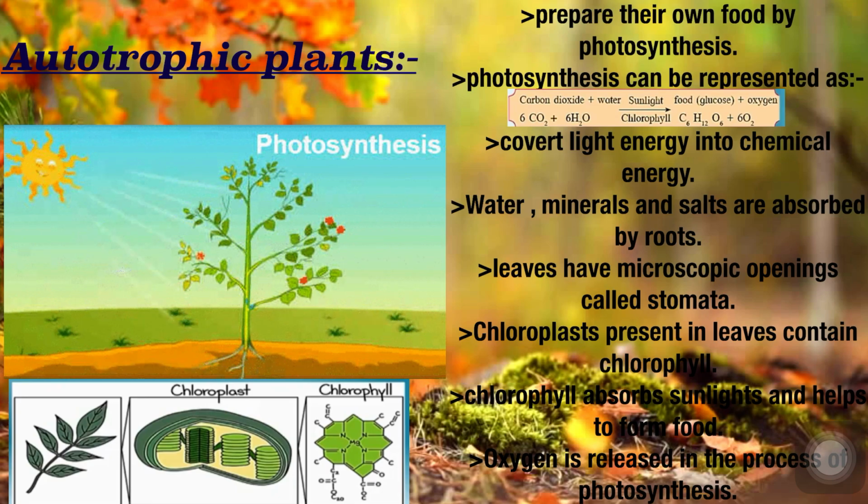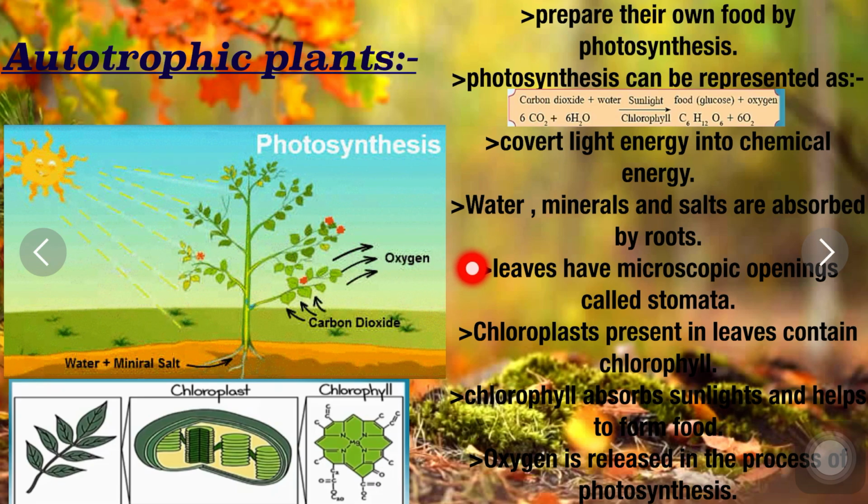Let us have a look at autotrophic plants. Students, before this topic, can you tell how plants produce their own food? Think, students. Yes, plants prepare their own food with the help of photosynthesis. And these kinds of plants are nothing but autotrophic plants. Plants also need food for their growth. They can produce their own food with the help of sunlight and chlorophyll.